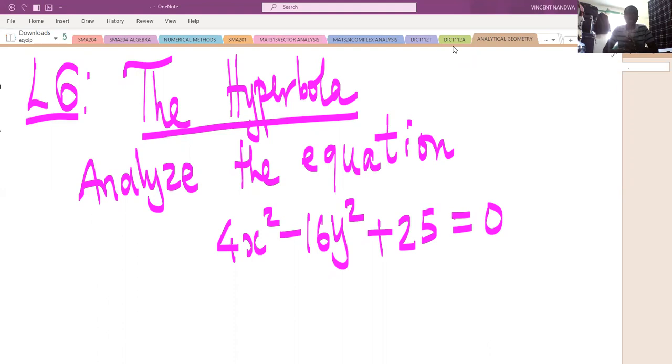In this session, we are going to do an example on hyperbola. The problem is to analyze the equation 4x squared minus 16y squared plus 25 equals 0. To analyze the equation, we mean that we state the coordinates of the foci, vertices, center, and then sketch the graph to show the orientation when we present it on the XY plane. So, solution.